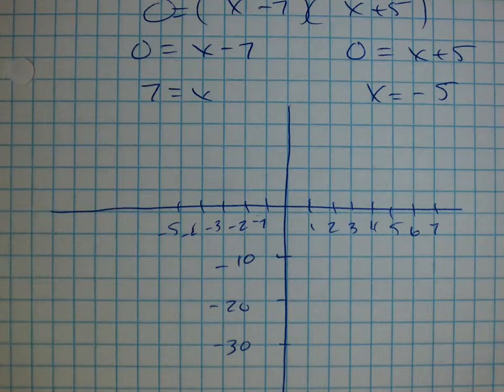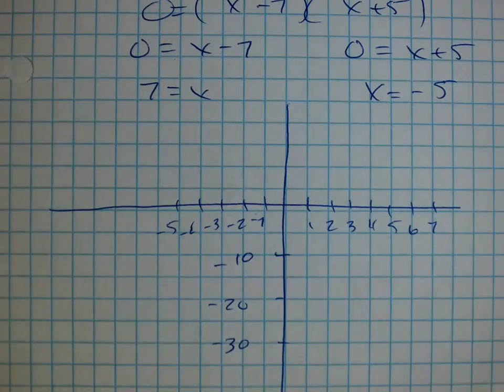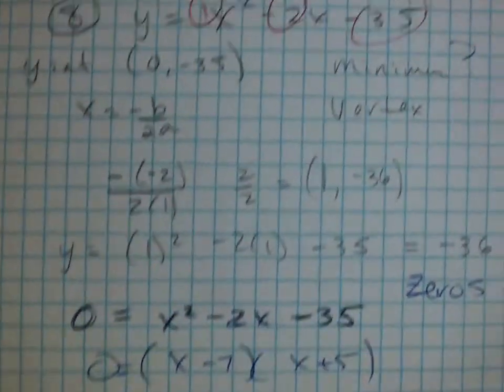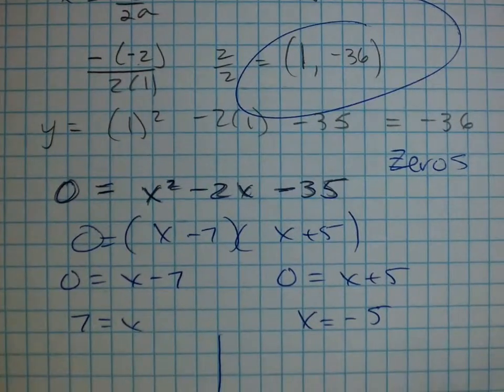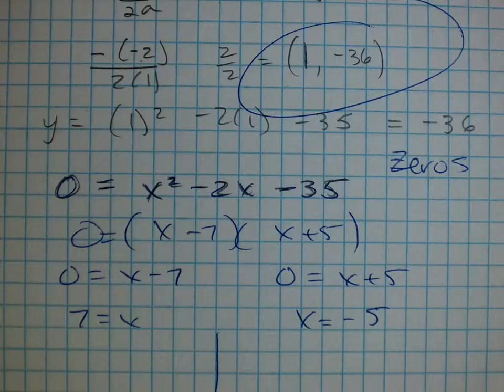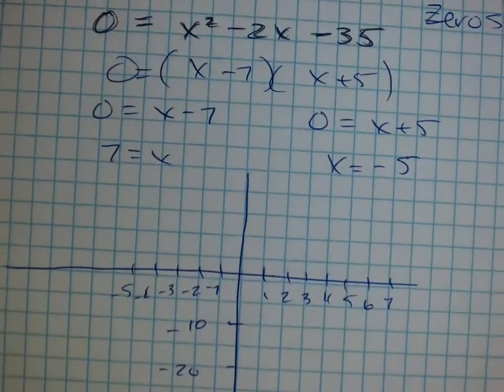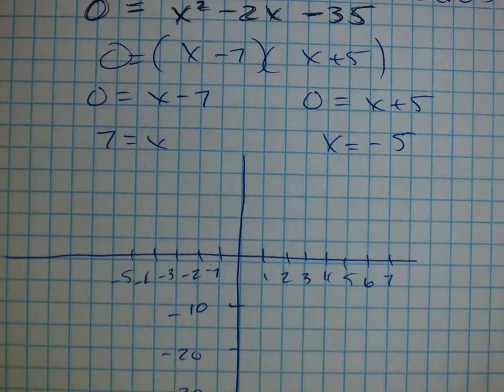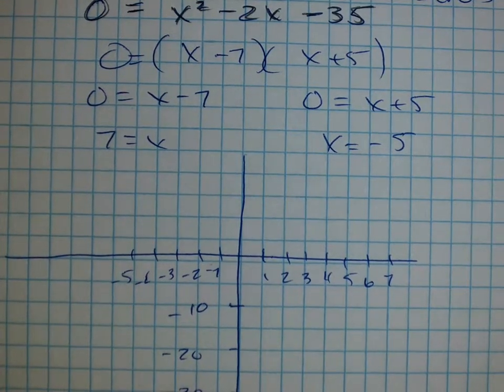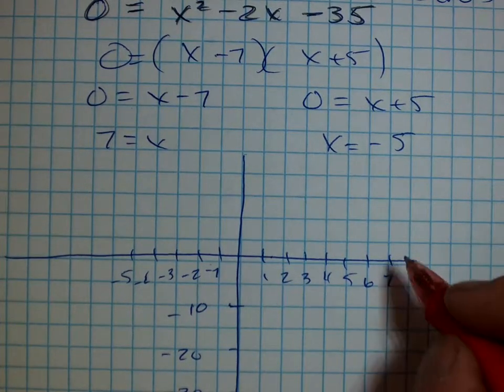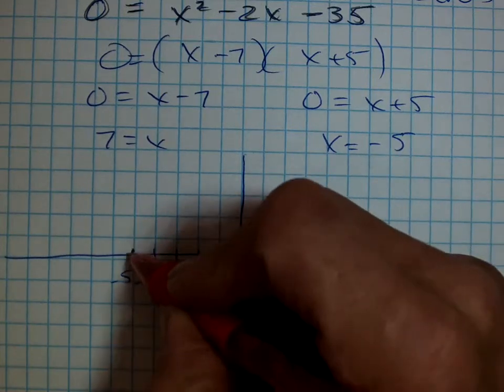So what was it? Okay, the vertex was 1, negative 36. Let me get a different colored pen. So let's go to 1, negative 36, it's about there, right? Can you scoot it up a little bit? Okay, I've got a y-intercept, right? Andy said the y-intercept is negative 35, right about there. I've got zeros at 7 and negative 5.